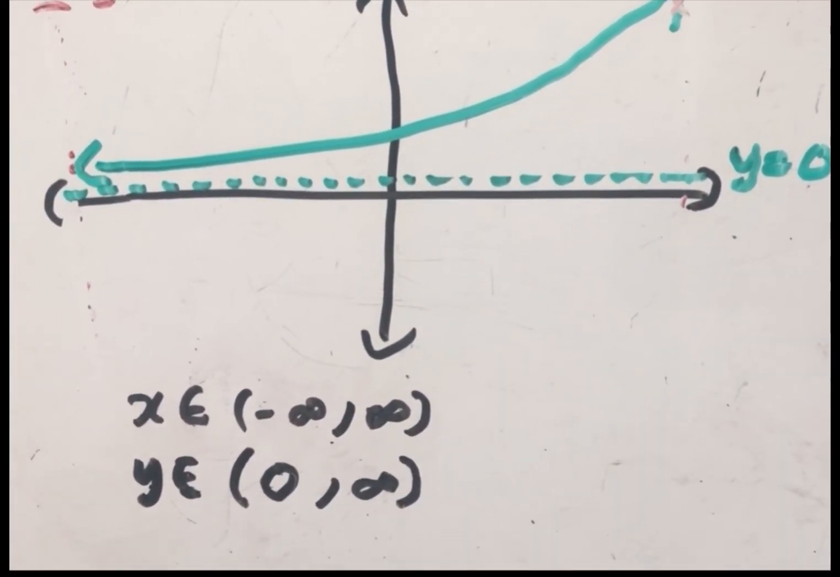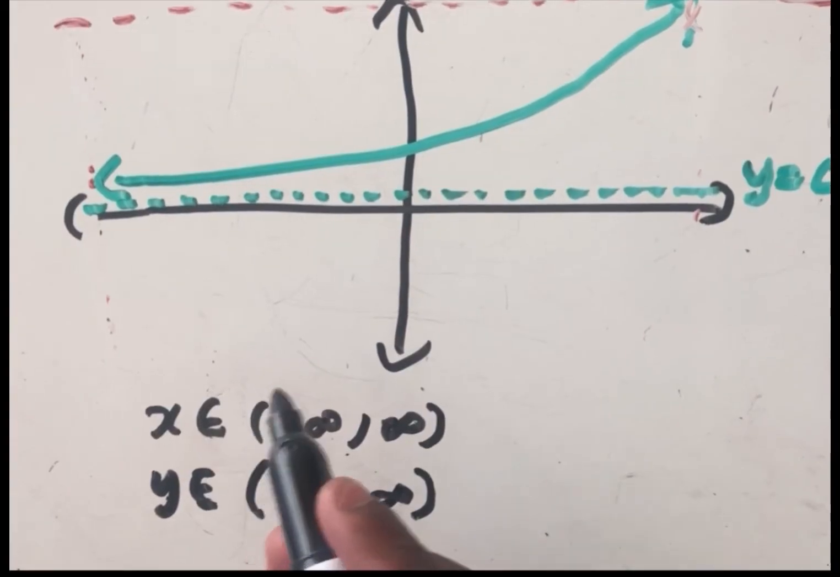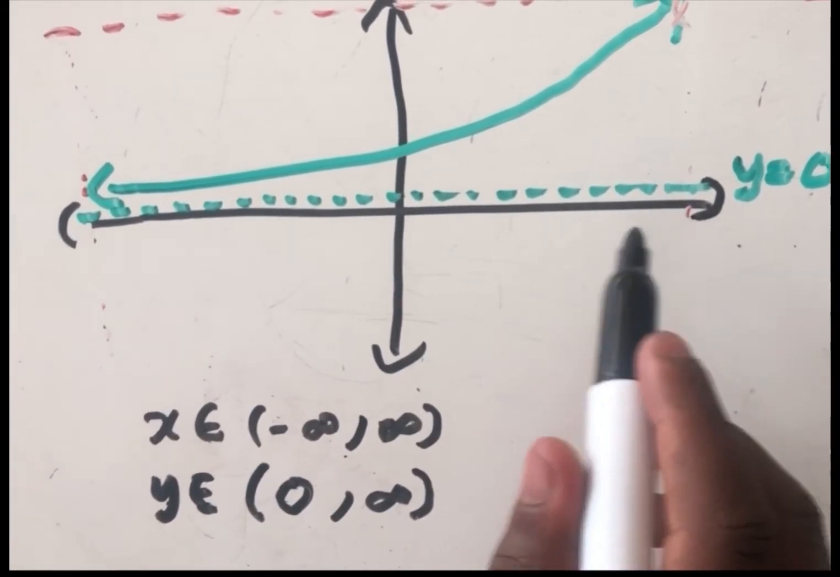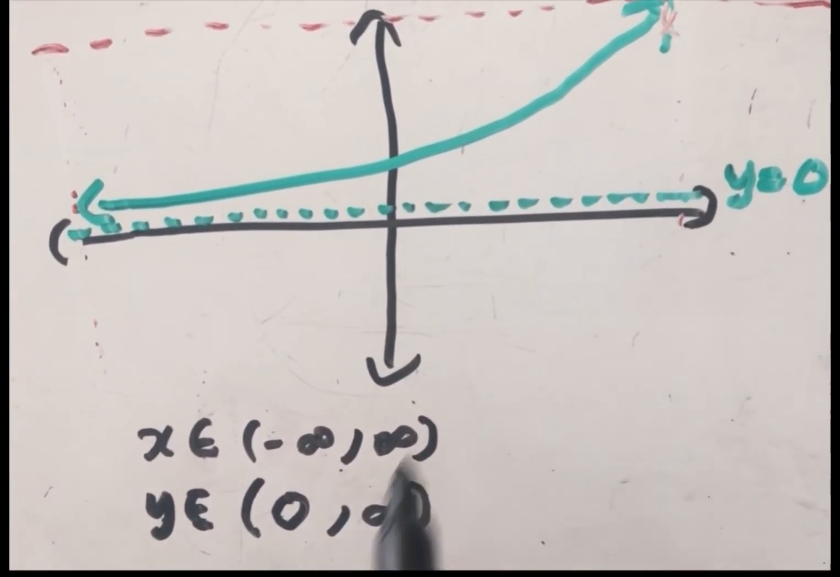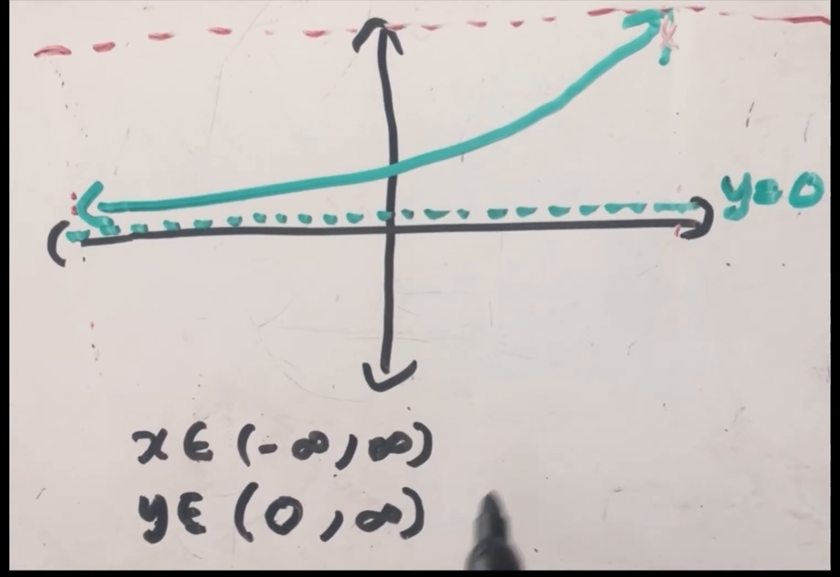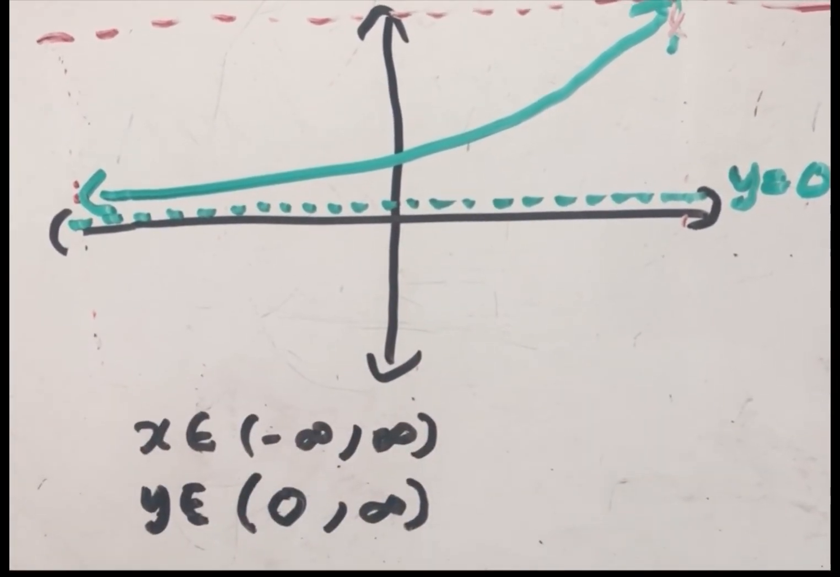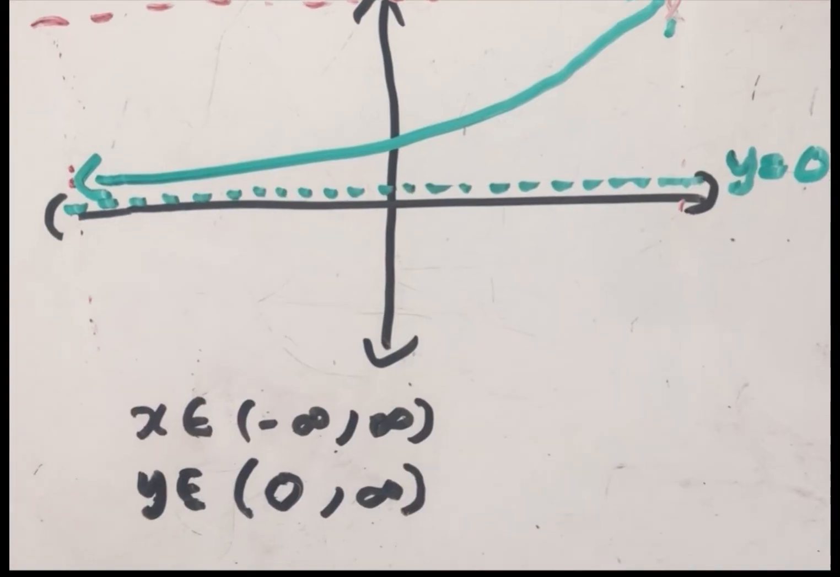So just remember that whenever we see an arrow, it's infinity. But if we see an asymptote, it starts at the asymptote. It doesn't start at infinity. The asymptote is the beginning. So this is what we have. We have the domain and the range.